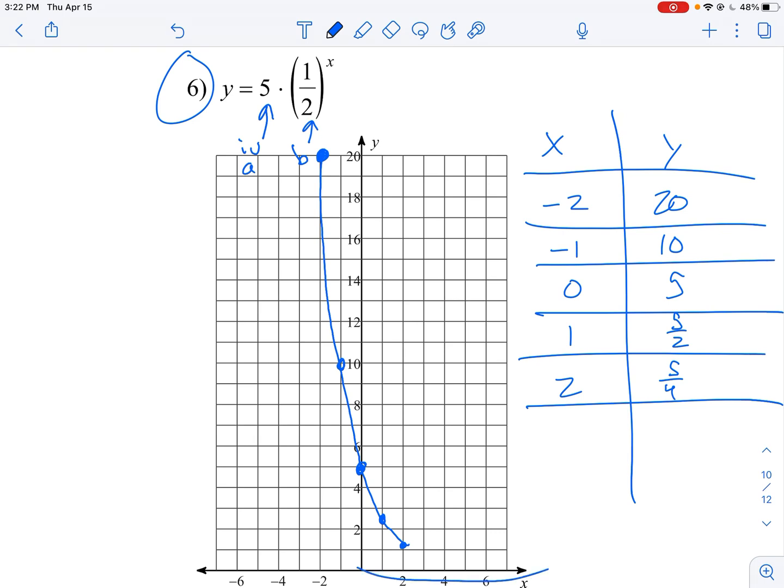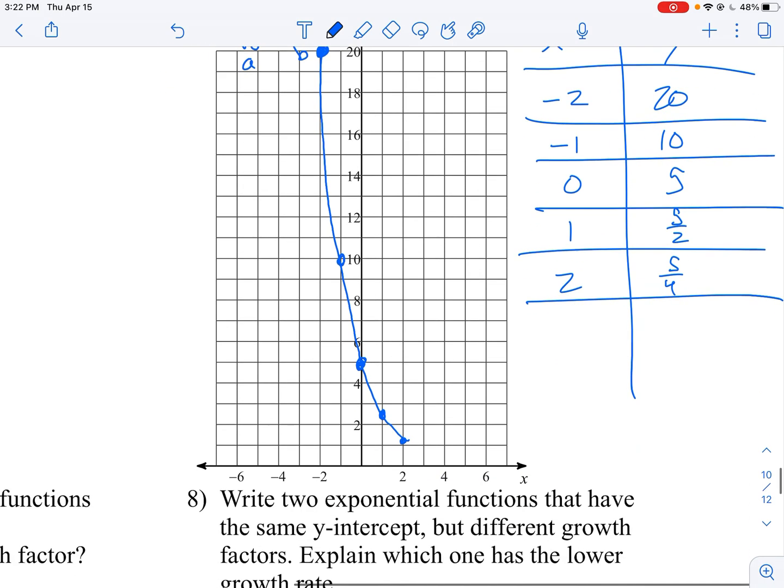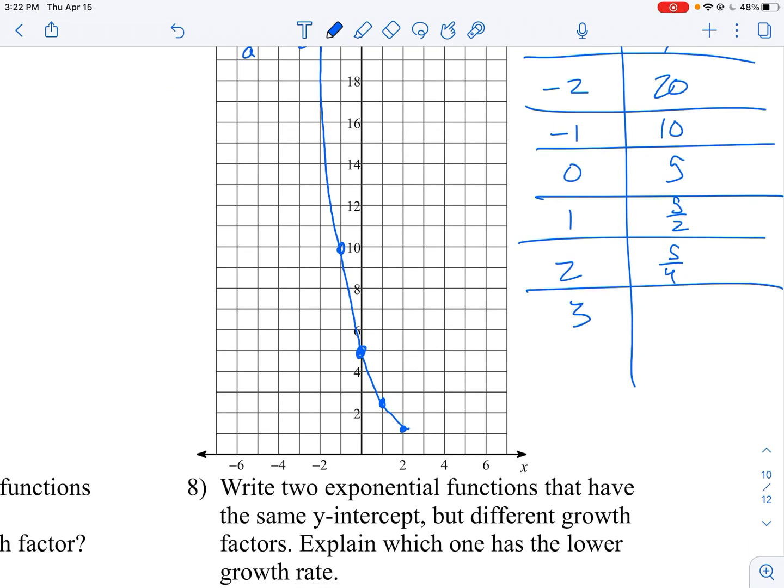But I do want to point out what happens over here. So I'm going to add another number here. If I times by 1/2, I get 5/8. If I times by 1/2 again, I get 5/16. So it's getting smaller and smaller and smaller.